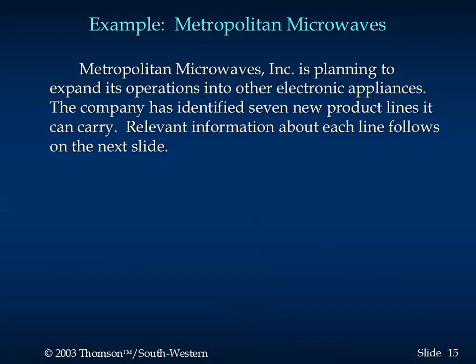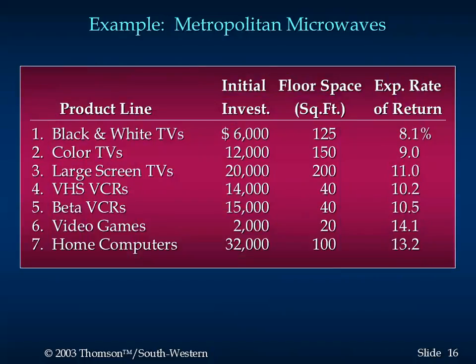Metropolitan Microwaves is planning to expand its operations into other electronic appliances. The company has identified 7 new product lines it can carry. Okay. Relevant information is in the following slide. Everyone is ready? So, okay, so here we are.